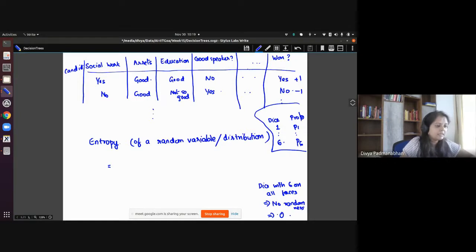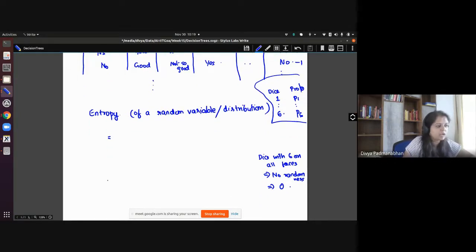On the other hand, consider the extent of randomness if all these values are 1 by 6. In this case, how do you know beforehand? There's a lot of confusion on what the value is going to be. It can be any one of the 6 with equal probability. So here you want a very high value.